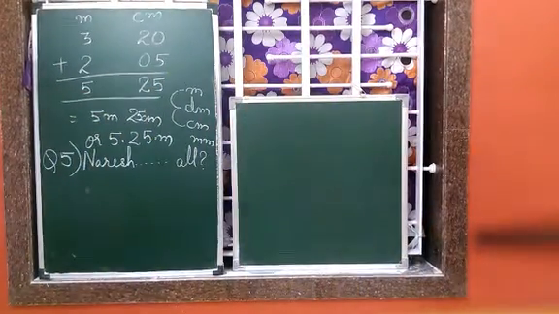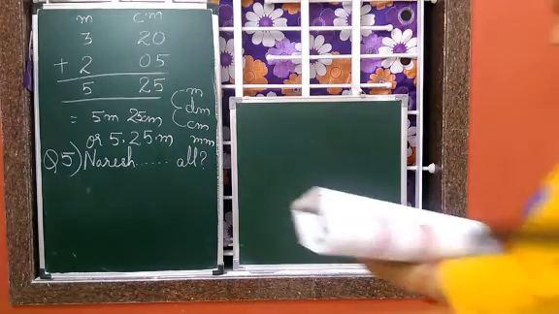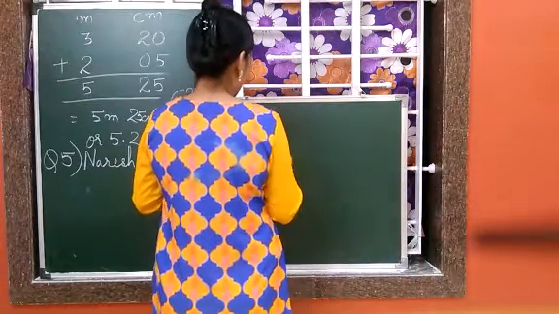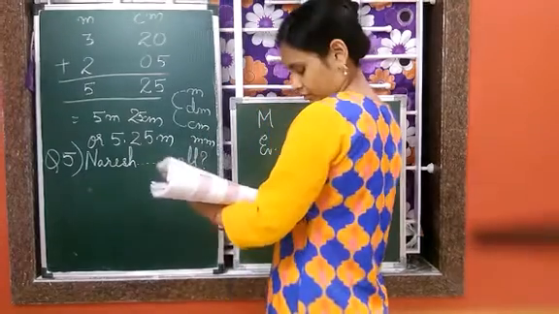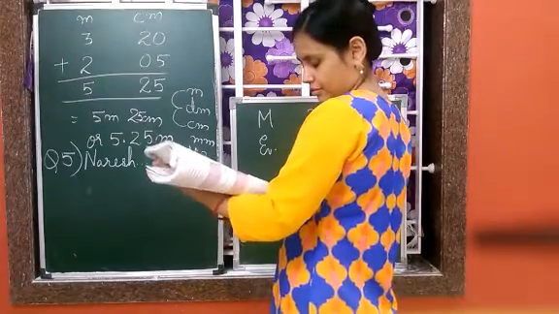Naresh is a boy who walked 2 kilometers 35 meters in the morning. So Naresh is walking 2 kilometers 35 meters in the morning and 1 kilometer 7 meters in the evening. So morning, evening. 2 kilometers 35 meters, correct?